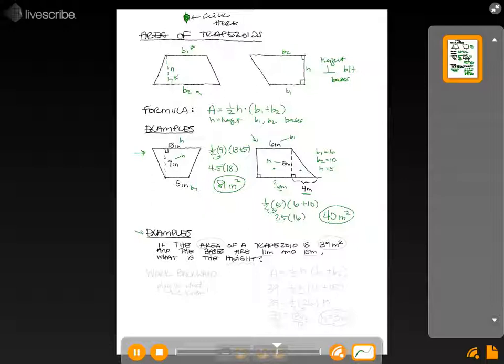One more example here, a word problem example. It says if the area of a trapezoid is 39 meters squared and the bases are 11 and 15 meters, what is the height? So it's important we find the important information here. We know that the area is 39 meters squared and that the bases are 11 and 15. We're trying to find the height. For this problem, we're going to work backward.